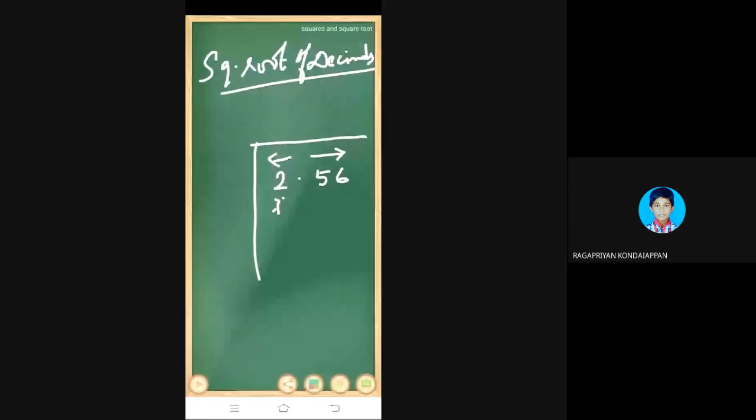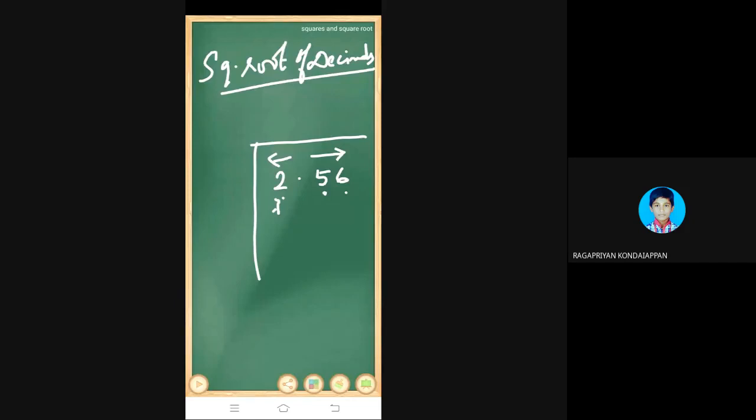For the decimal part, you have to place bars on every pair of digits beginning with the first decimal place. Beginning from this one. This is the first decimal place and this is the second decimal place. So you have to proceed from left to right for the decimal part. So this is the procedure.